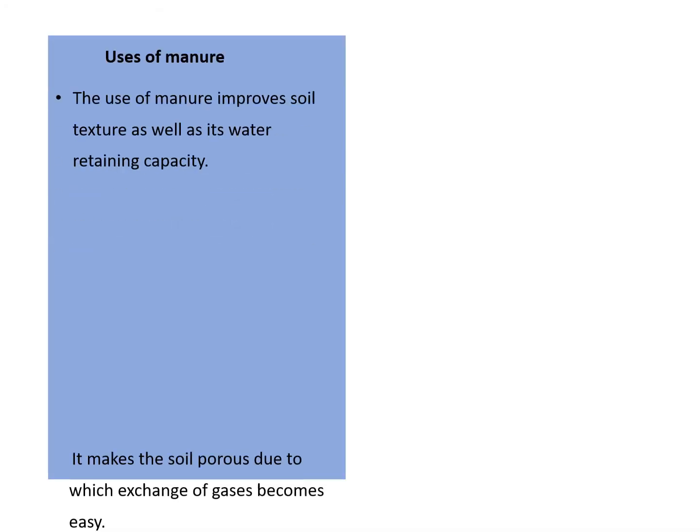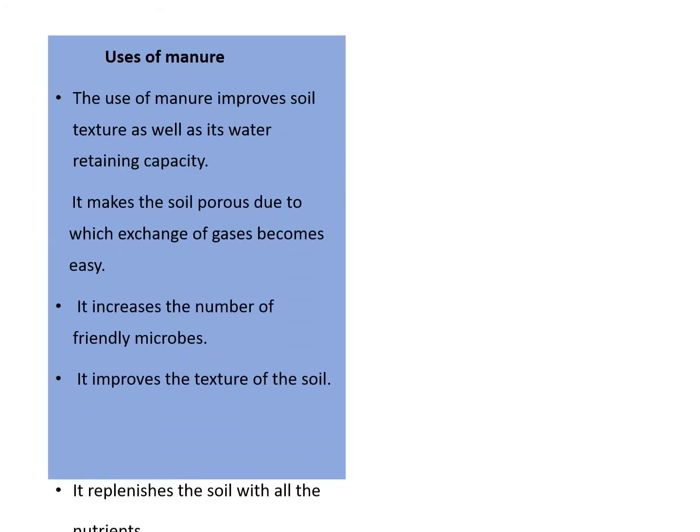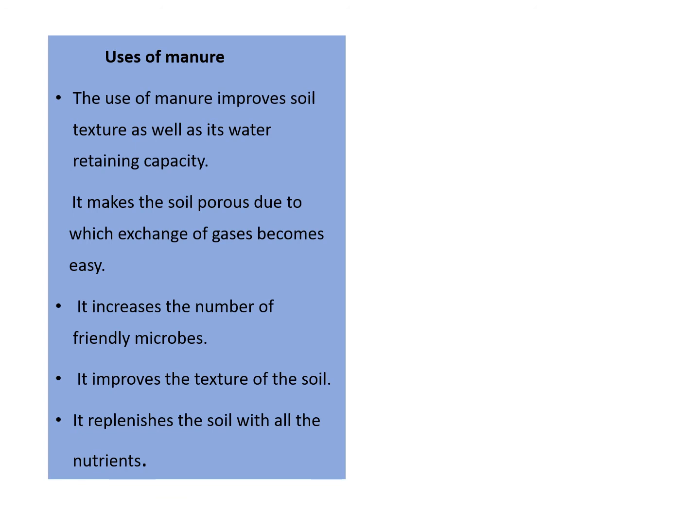Now we will understand the use of manures to the soil. The manures basically improve the soil texture as well as water retaining capacity, right? It also makes the soil porous, due to which gaseous exchange occurs. It also increases the number of friendly microbes, and it replenishes the soil with lots of nutrients. So that is why we should add manure to the soil to improve its nutrient capacity, right?